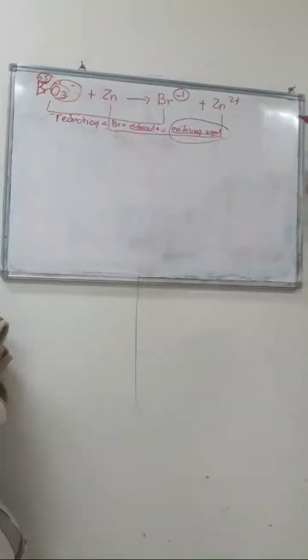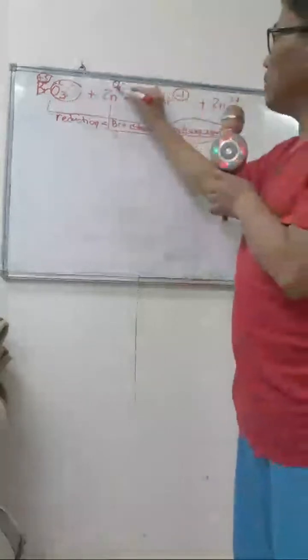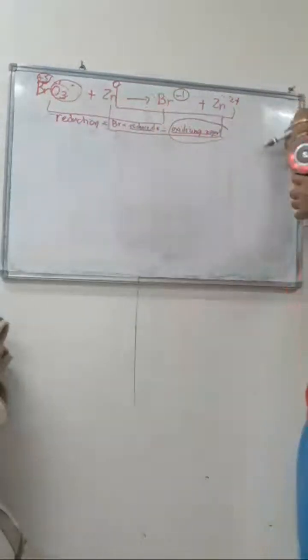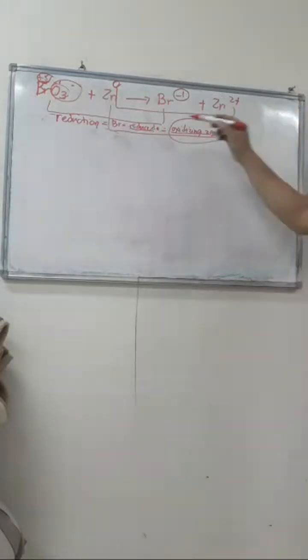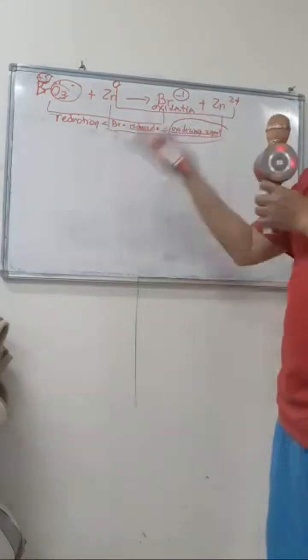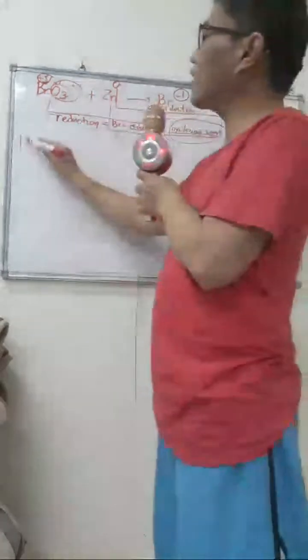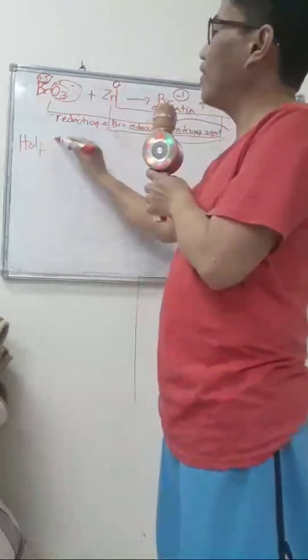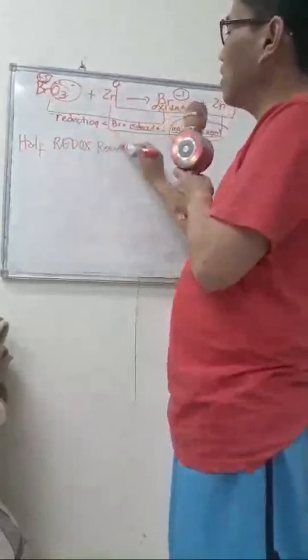Okay, oxidation will be the zinc because from 0 to positive 2 or 2 plus. Alright, so it increases the oxidation number. So we need to say loss of electrons, then oxidation. Okay, we label perfectly so that during our half reaction, half redox, it's very clear what to write in the next step. Okay, now we go to half reaction. This is called half redox reactions.